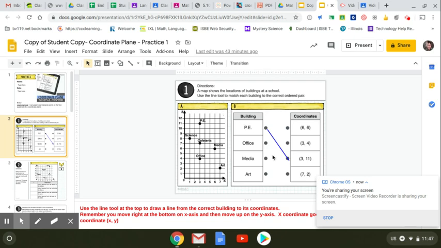You are going to use the line toolbar, which the line one is right here. All you do is click on it to draw a line, and you're going to match the building with their correct coordinates. I did the first one for you. It says PE, the coordinates are 3, comma 11. So you would come over here and figure out, okay, here's PE. I went 3 on the x-axis and 11 on the y. Over 3, up 11. So I drew a line at 3, comma 11. You do that again by clicking the line on here, and you would draw them to the correct places.